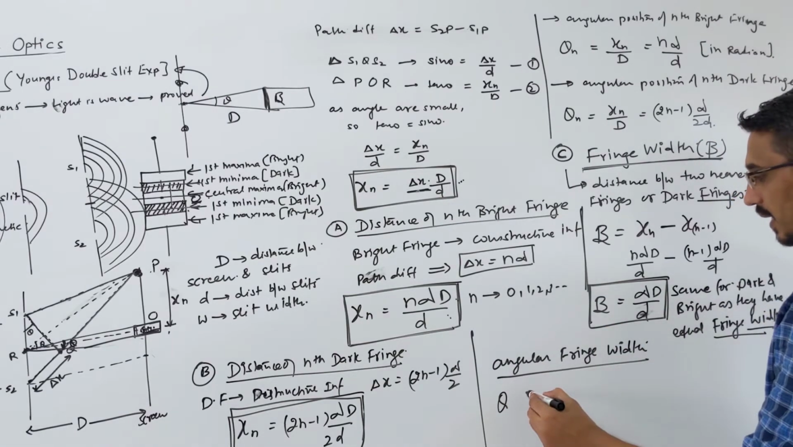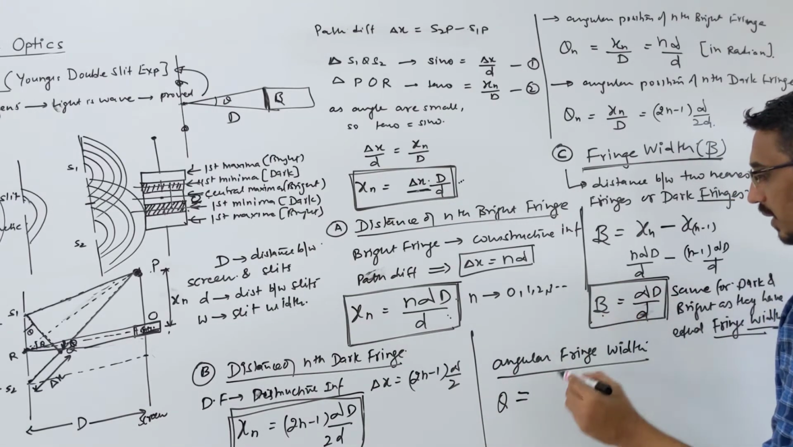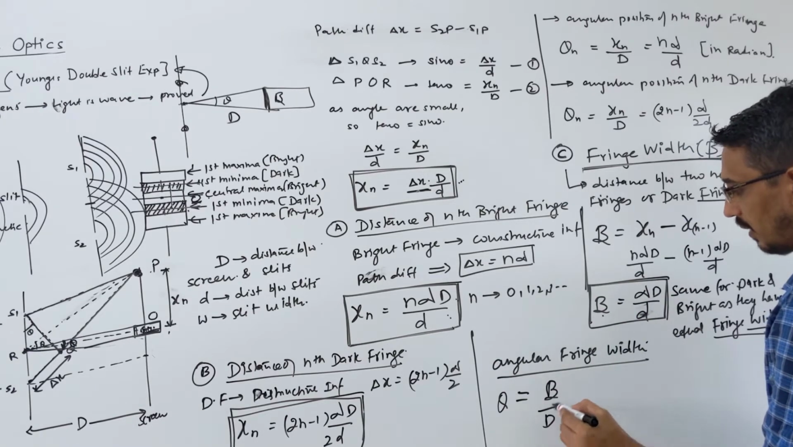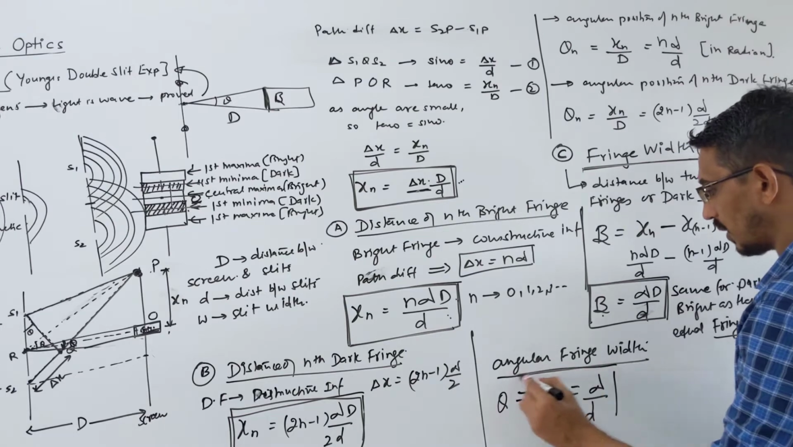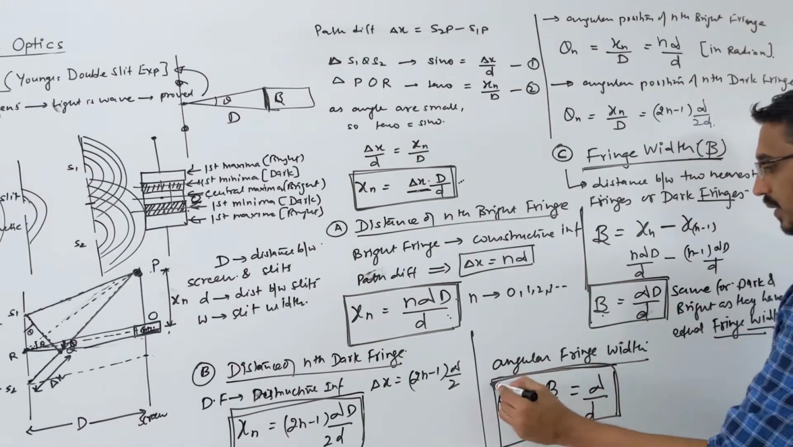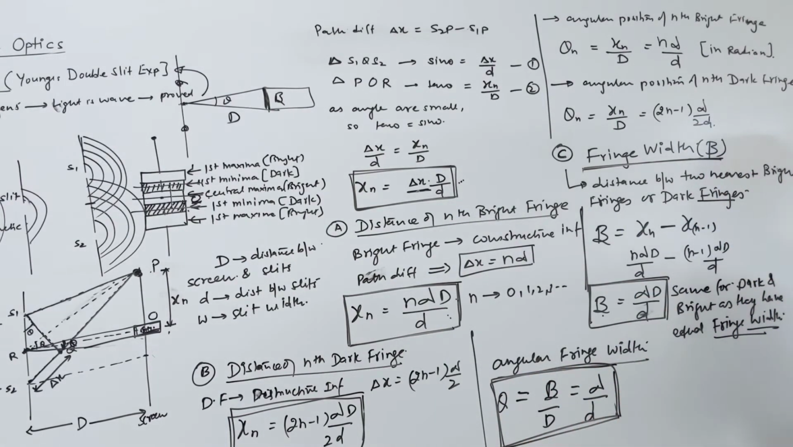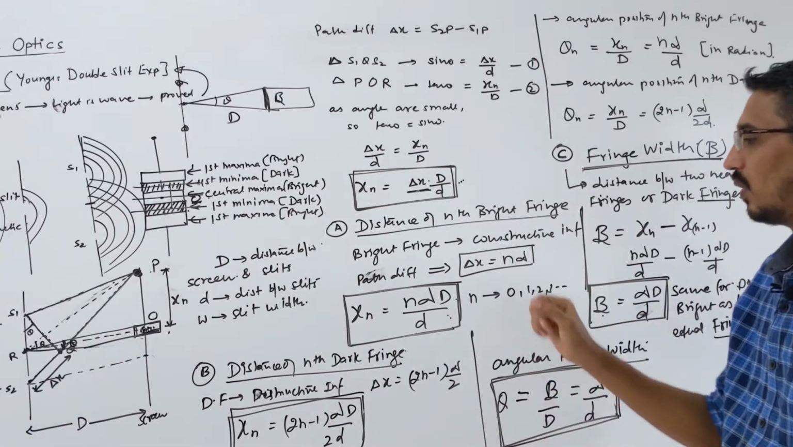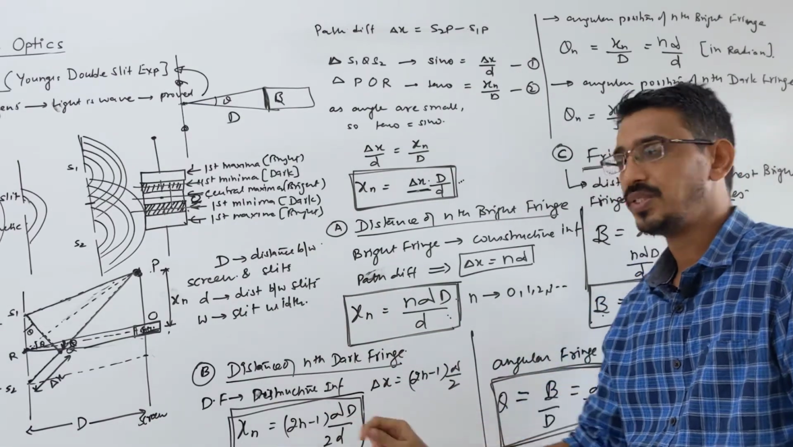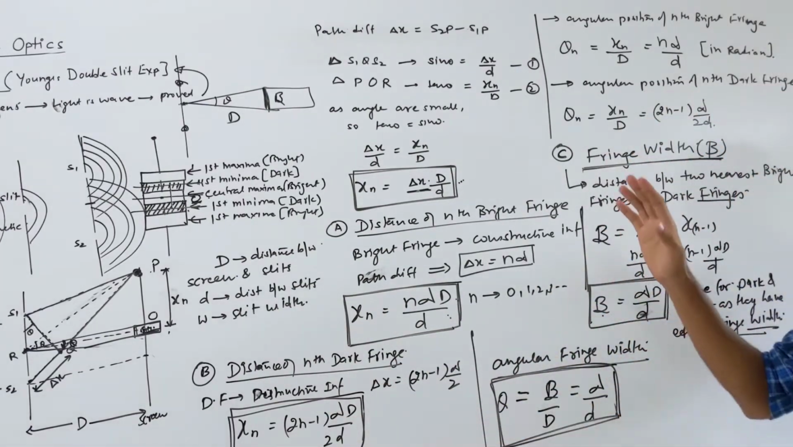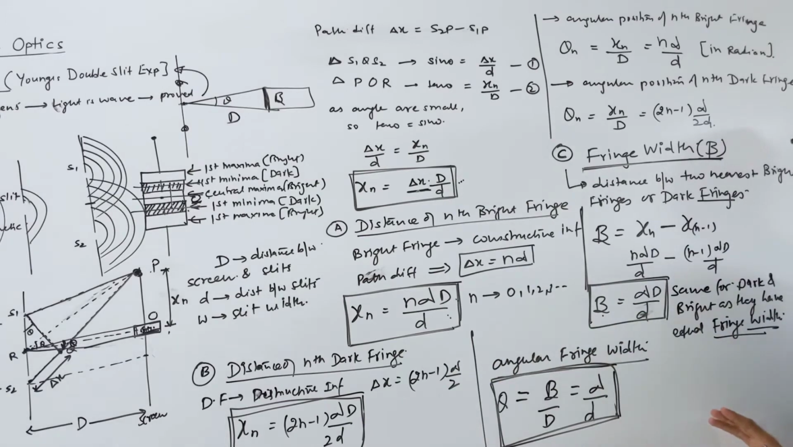Theta, let's write it again. What is the answer? Bringing d down here, beta by d, or properly, lambda by d. This is more correct. This is called your angular fringe width. So the three main things which we need are already here: distance of the nth bright fringe, distance of the nth dark fringe, and fringe width, in linear format and all in angular format, right?